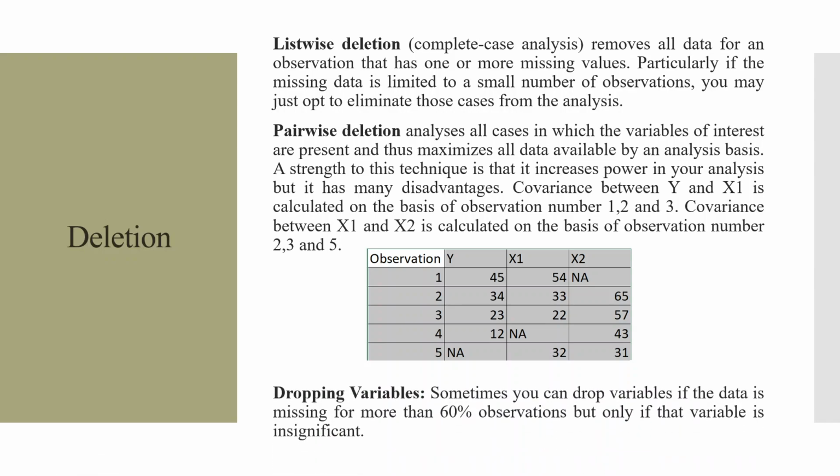Dropping variables. Sometimes you can drop variables if the data is missing for more than 60% of observations, but only if that variable is insignificant.